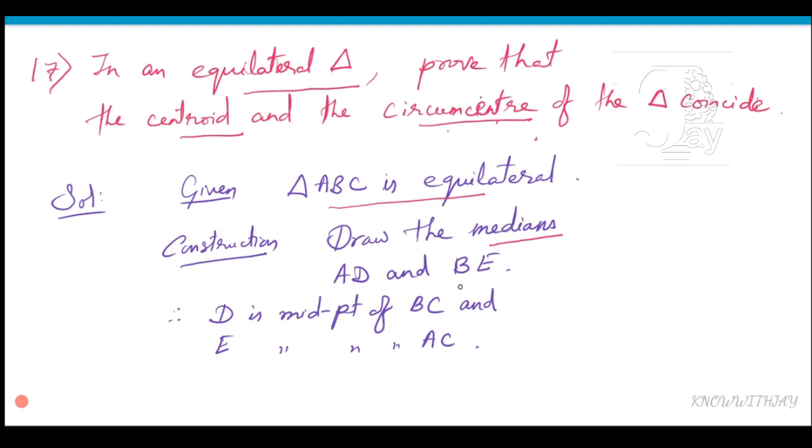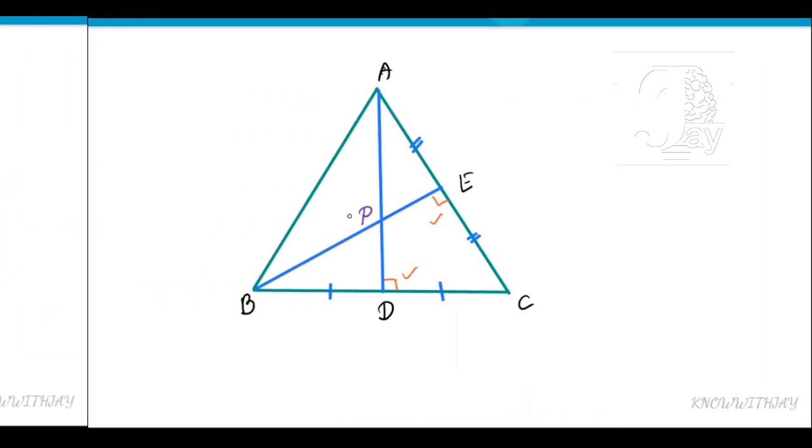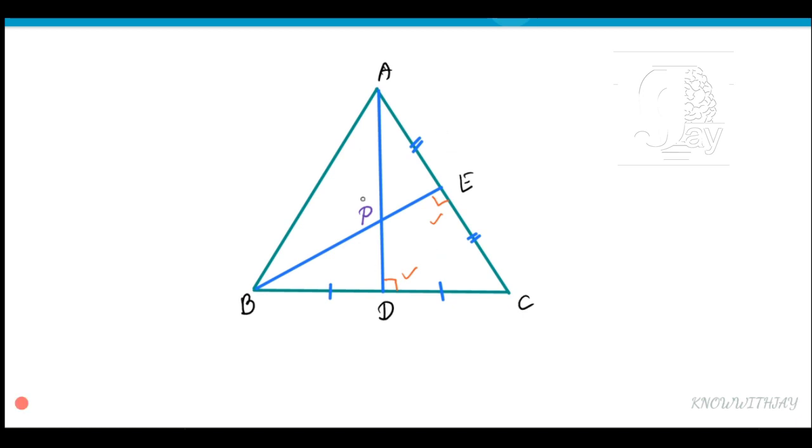So let AD, BE be the two medians from the vertices A and B of the triangle. So D will be the midpoint of BC and E will be the midpoint of AC. Let us see the figure. In the figure we can see triangle ABC is equilateral with all the sides equal. We have drawn the medians AD and BE. So these are the two medians. Of course the third median CF will pass through this intersecting point P only. So it is not required to take all the medians. We can take two medians and find the intersecting point.